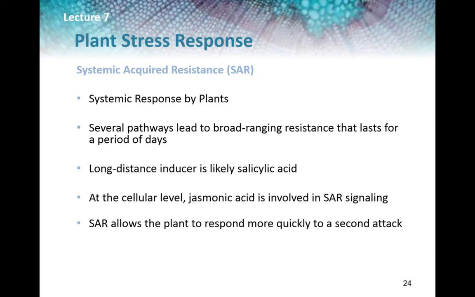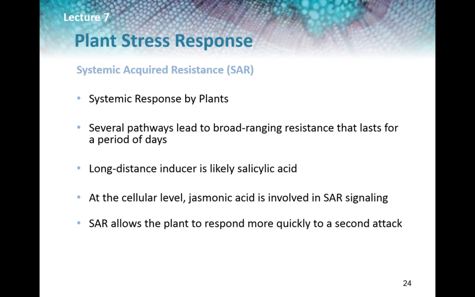Recall that the activation of the SAR response requires accumulation of the endogenous salicylic acid, which is triggered by the presence of a pathogen. In Arabidopsis, a high concentration of salicylic acid activates a molecular signal transduction pathway that is identified by a gene called NEM1, also known as NPR1 or SAI1.